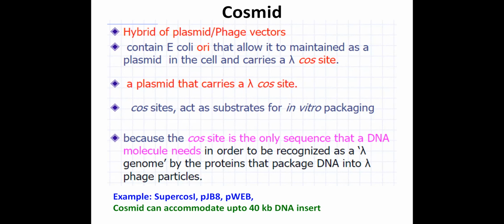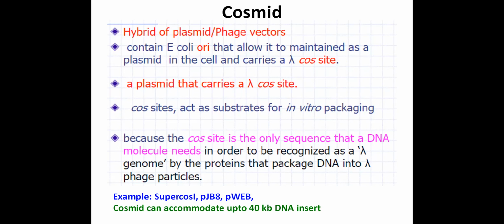Okay, it contains the origin of replication from the E. coli plasmid that helps it to maintain as a plasmid in the bacterial cell, and it carries the lambda cos site. Okay, basically, cosmid is a plasmid that carries the cos site of lambda bacteriophage. Okay, so why is there a requirement? Why is this cos site present in the cosmid, and what is the advantage?